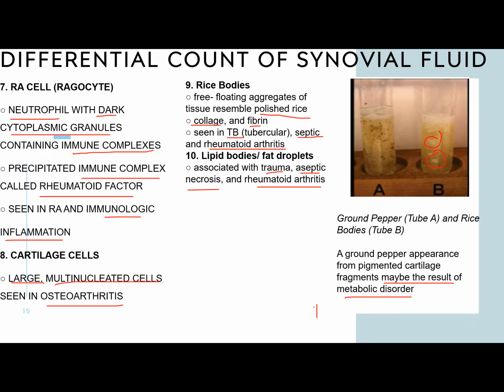An example of a metabolic disorder, class, is diabetes. So if a patient is diabetic, the synovial fluid would contain this pepper appearance, usually from pigmented cartilage fragments due to the patient being diabetic.